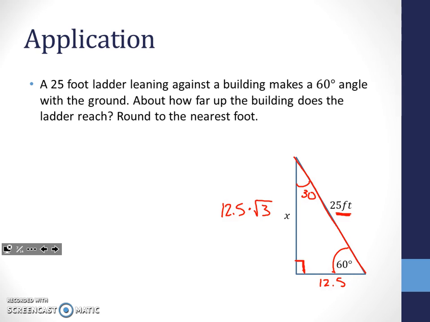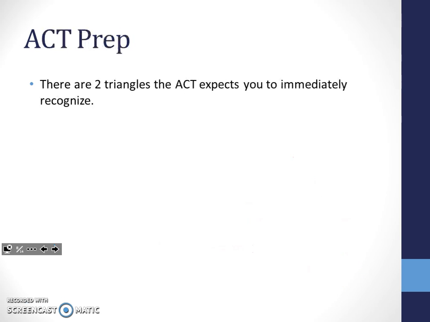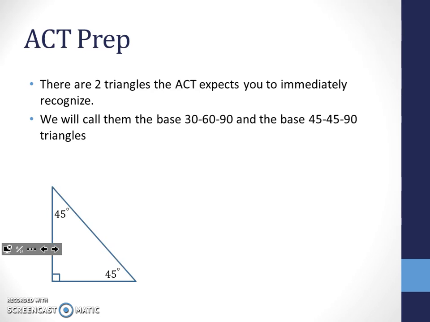Now, if you were taking the ACT, they would probably have those as decimal approximations. So you could take 12.5 times the square root of 3, and when I plug that in a calculator, I get approximately 21.65 feet. So your ACT answers would probably have some sort of a decimal approximation there. Find our short leg first, and we multiply that by the square root of 3. Two triangles that are very helpful to know right off the bat.